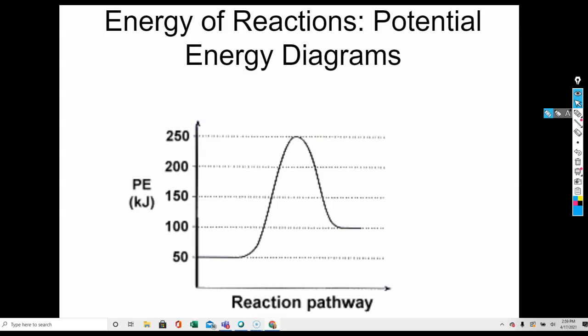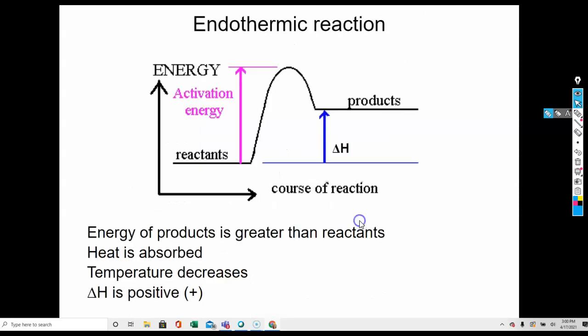Now you see that hump in the middle. That hump in the middle, the difference between the highest peak and where the reactant started, is going to represent your activation energy. In this case, the size or the amplitude of the activation energy is about 200 kilojoules, which is not the same as the total amount of heat energy that is absorbed. As you can see, that is only 50 kilojoules.